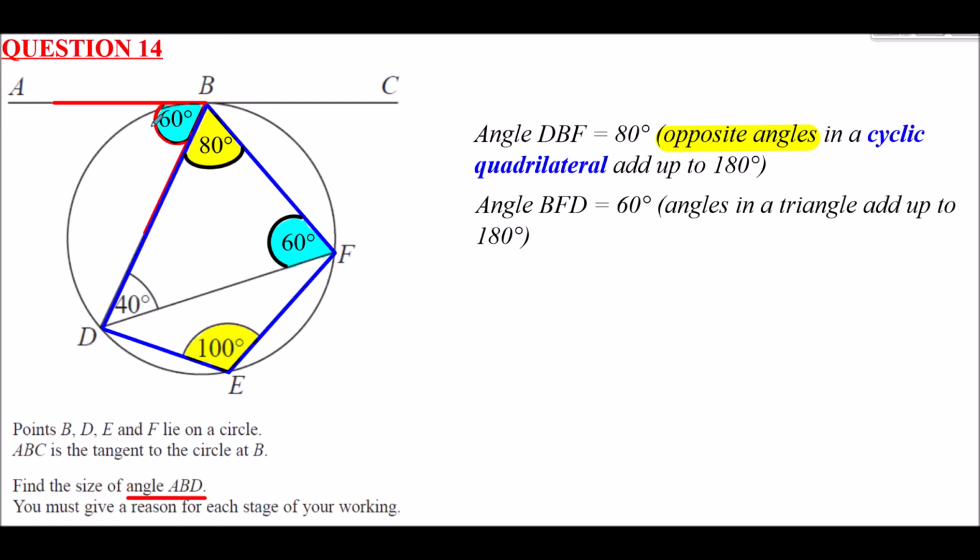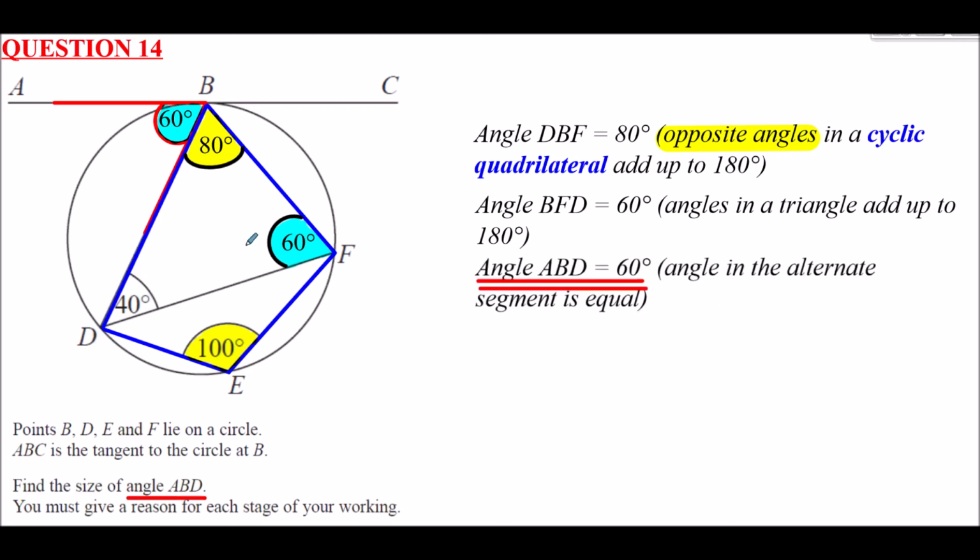So we put therefore that angle ABD is 60 degrees, and the reason for that is that angles in the alternate segment are equal. So that's your final answer, and that's your working to give to the examiner to make sure you pick up maximum marks.